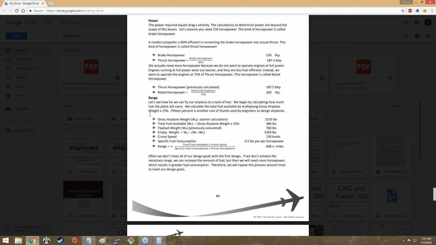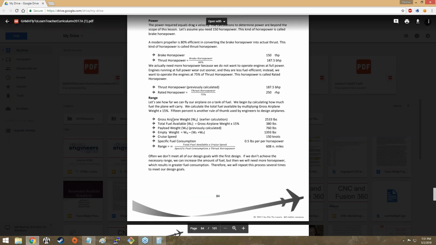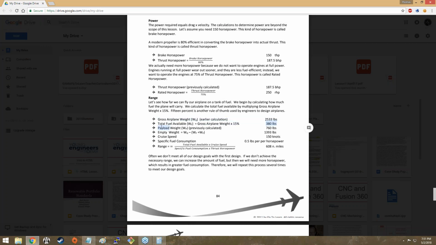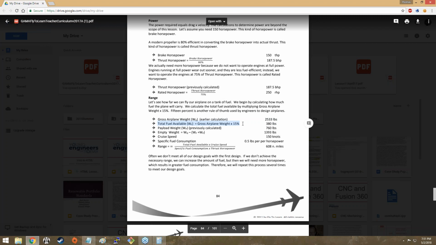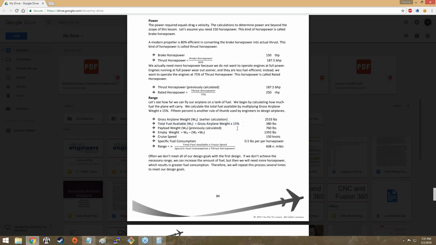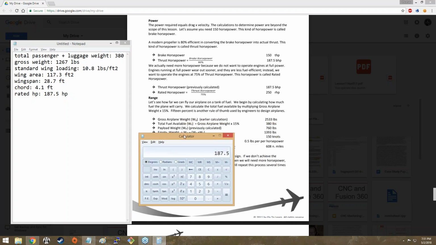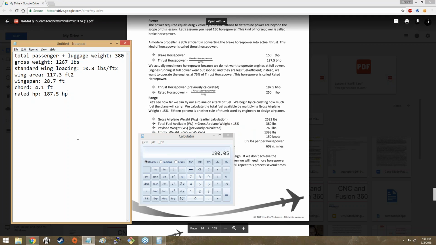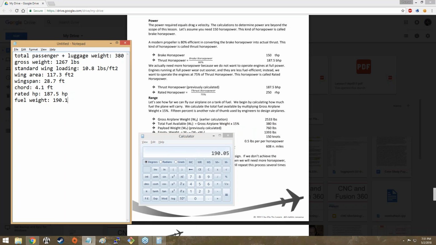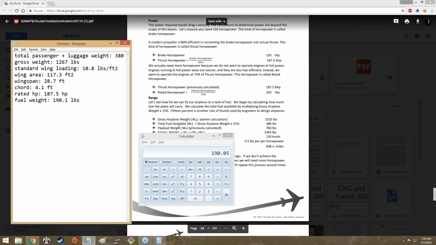Now, in order to calculate the range, we've got our gross airplane weight, and the total fuel available is going to be 15% of the gross airplane weight. It's not times 0.15. Yeah, it is. It's times 0.15. Jeez. Sorry, I'm apparently all over the map right now. So 1267 times 0.15 gives us a fuel weight of 190.1 pounds.